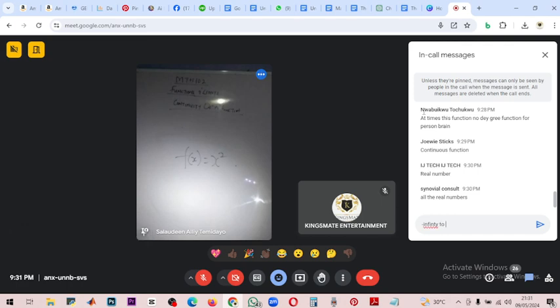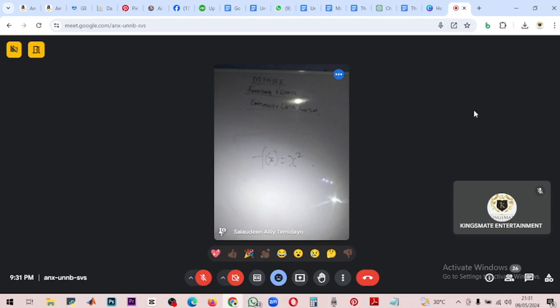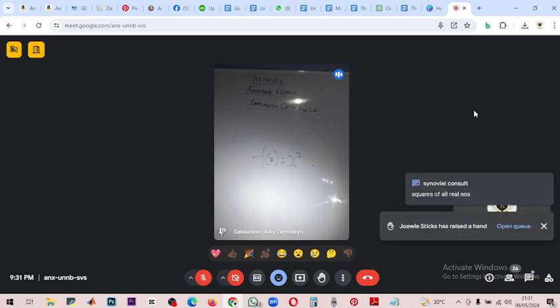The range of the function. Minus infinity, all real numbers. So since you said minus infinity to plus infinity, you mean all real numbers. All real numbers, Kingsley, too. X is domain and 2 is range. That is very wrong. And Kingsmith, that is also wrong. Synovial Consult, you are perfect, but it's not so well. Give us the range.